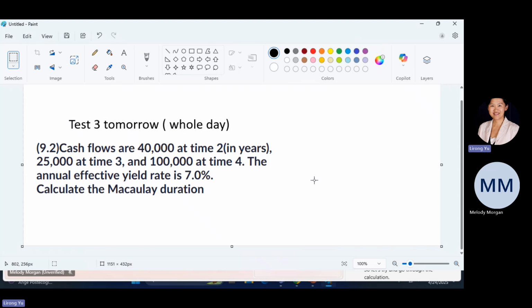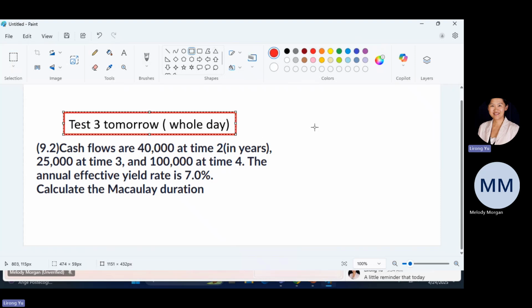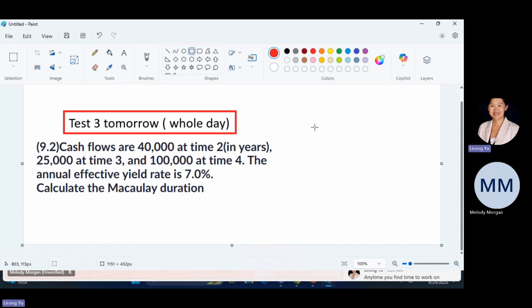A little reminder that today is a class day, but tomorrow, the whole day, whenever you are ready, I will post it today, but it should open tomorrow morning and stay open until late at night, so it should be the whole day. Anytime you find time to work on this, you can even work on it at 3 o'clock in the early morning to get it out of the way, if you're up to it. Anyway, the time is flexible.